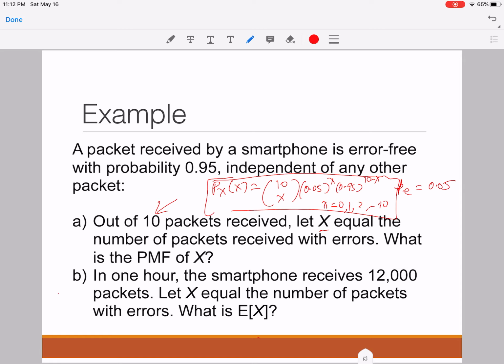In part B, in 1 hour, the smartphone receives 12,000 packets. Let x equal the number of packets with errors. What is the expected value of x? Again, it's a binomial random variable because I'm testing n equal to 12,000 fixed packets, where each packet's testing is a Bernoulli trial. So n is equal to 12,000 and p is equal to 0.05. So the expected value of erroneous packets is 12,000 times 0.05, which is 600. So that's the expected value of x.